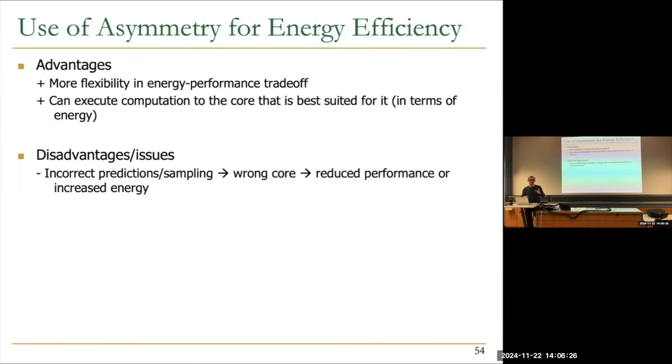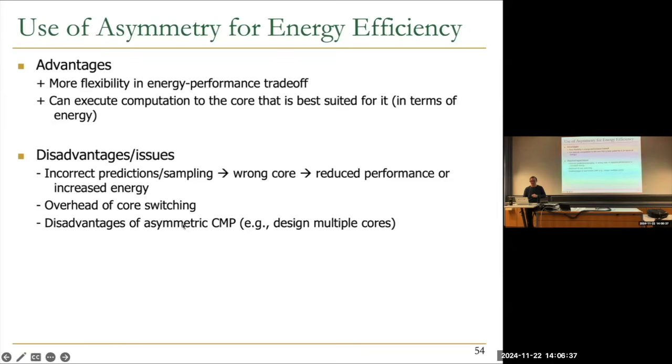Whole program migration, because if you do that, now you need to warm up your caches in the other core also. Okay, there's overhead of core switching, which is part of whole program migration. So these are actually relatively similar to the disadvantages that we see. I think incorrect predictions are actually very dangerous here. Yeah, you need to design multiple cores, but if you already have them, maybe that's good, or you could argue that that's good at least. It reduces your design effort.